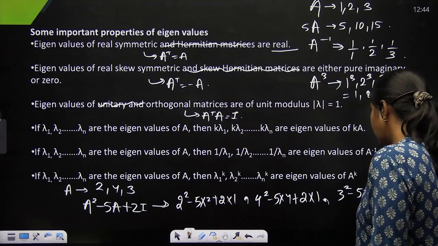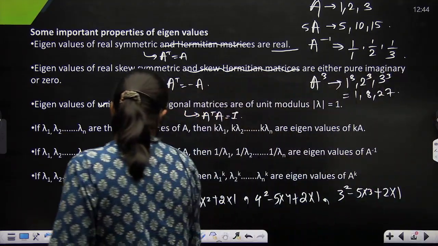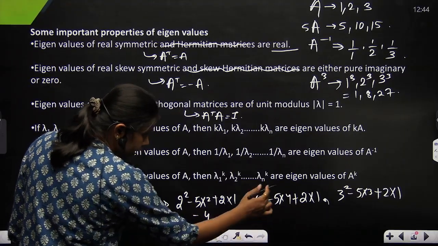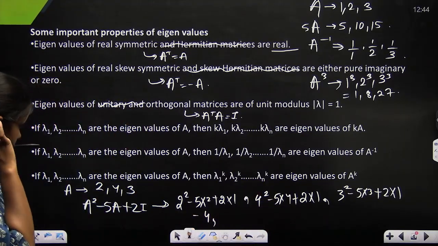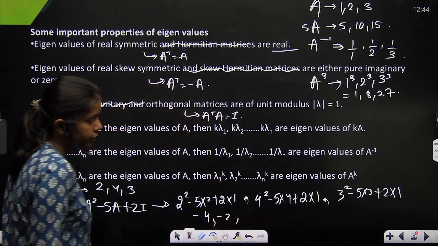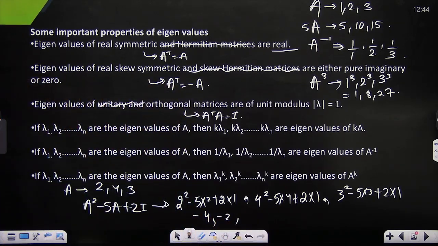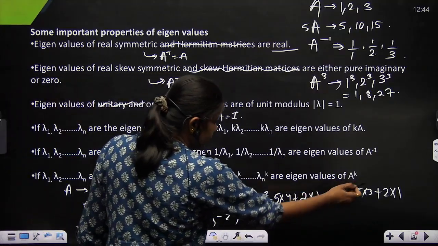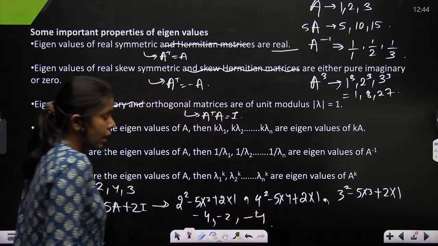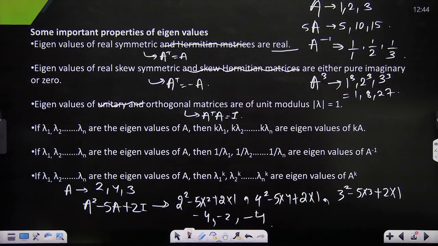What would I get on solving? 4 minus 10 is minus 6, plus 2 gives minus 4. 16 minus 20 is minus 4, plus 2 gives minus 2. Just check the calculation by yourself as well. 9 minus 15 is minus 6, plus 2 gives minus 4. So the eigenvalues are minus 4, minus 2, minus 4.